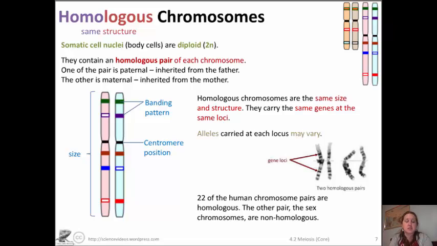Out of our 46 chromosomes, we have 23 pairs, but 22 of those pairs are homologous chromosome sets. Your X and your Y chromosome are not homologous. They are not the same size and don't have the same structure.